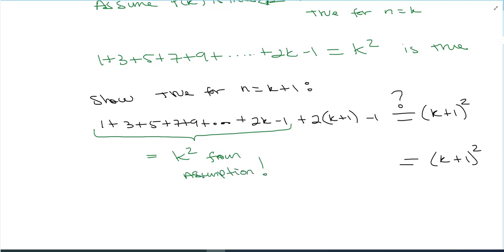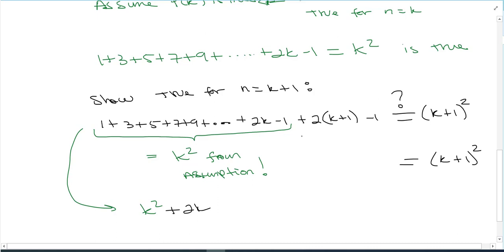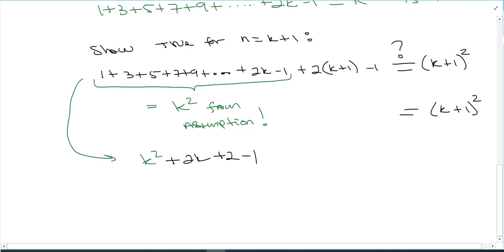So that means we can rewrite this statement as k squared. So 1 plus 3 plus 5 all the way to 2k minus 1, I can replace with just k squared. And then plus, distribute the 2 here, 2k plus 2, and then we have this minus 1. And so does that equal k plus 1 squared? We don't know, let's continue. So continue working on the left side.